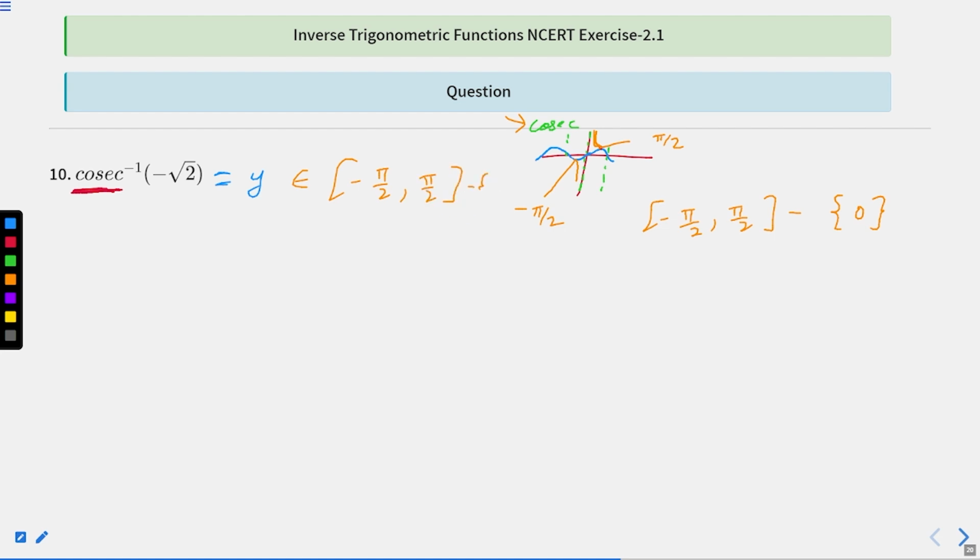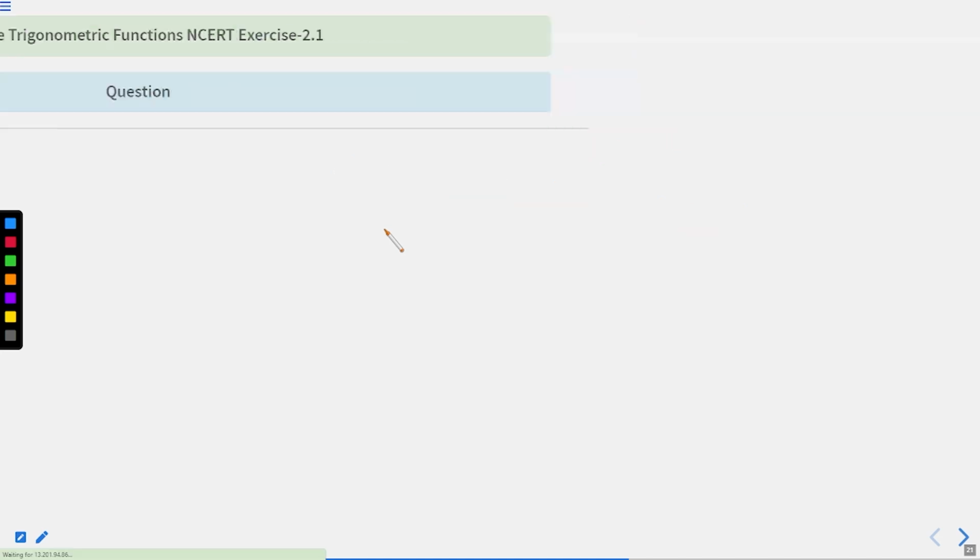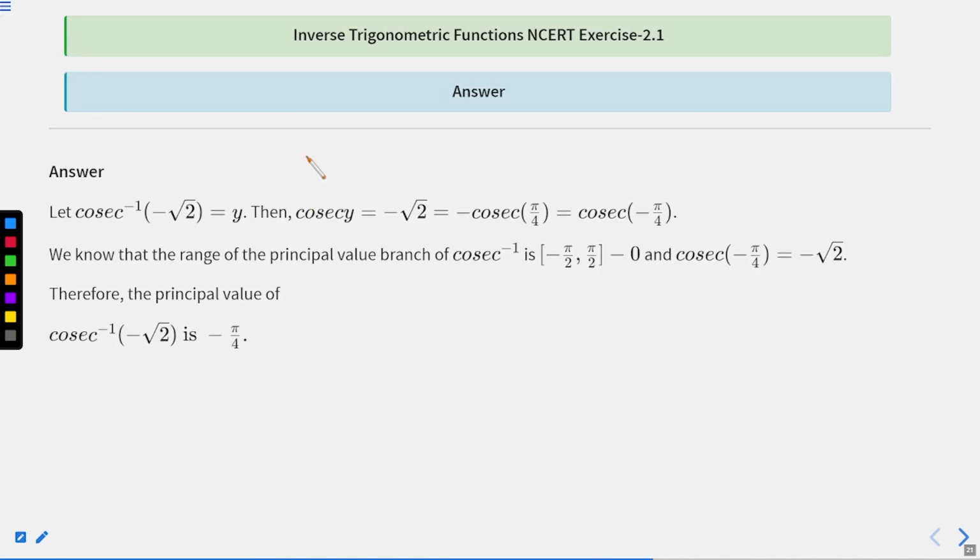What will be the next step? The next step is to write cosec y is equal to minus root 2. And then what? We know root 2 is equal to cosec pi by 4. Why? We know root 2 is equal to cosec x, let's say cosec theta.